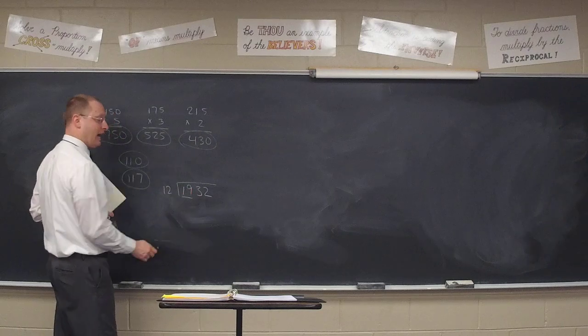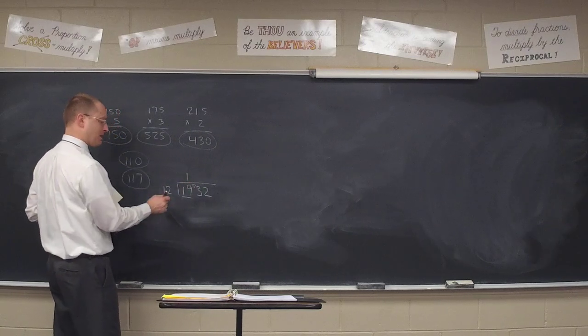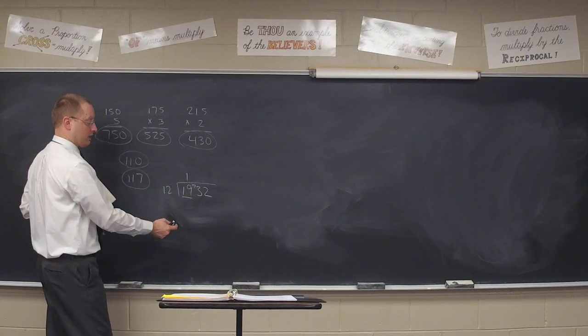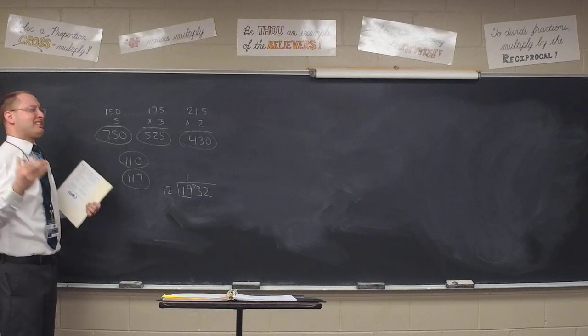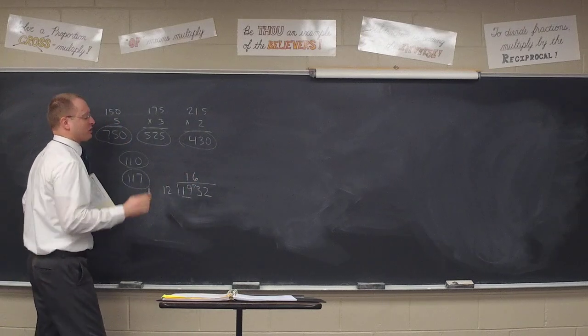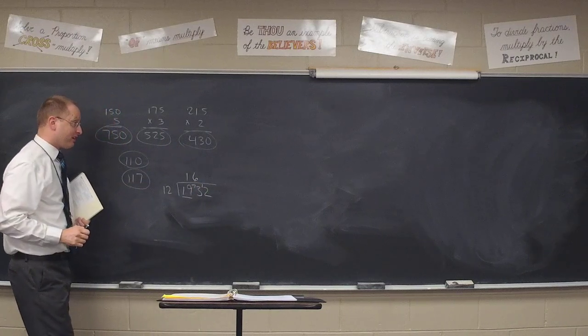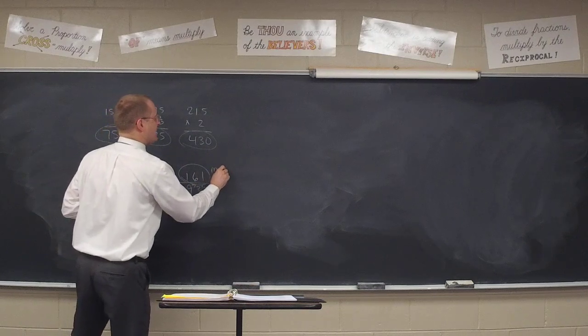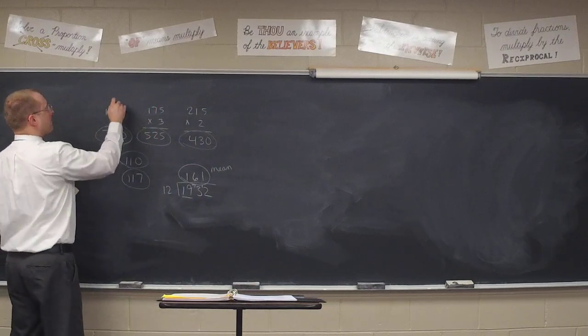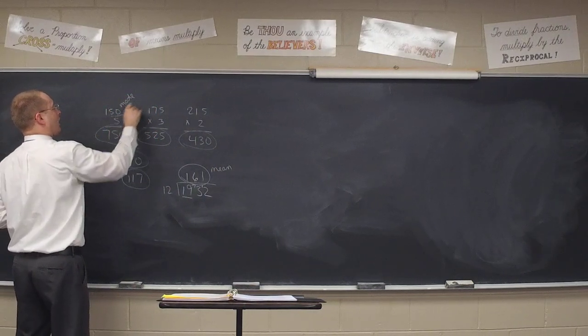12 goes into 19, class? Once with 7 left. How many times does 12 go into 73? 6 times. 6 times 12 is 72. There's 1 left over. How many times 12 go into 12? 1. We got that one at least. Okay. So 161 is the mean, right? The mode, we said, is 150.